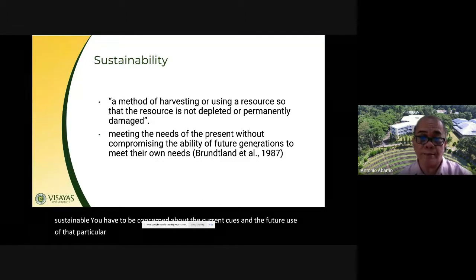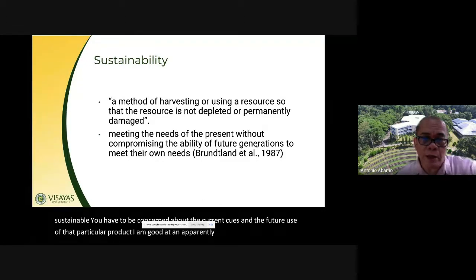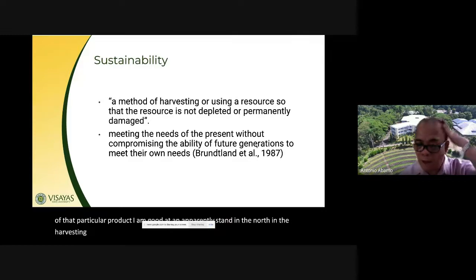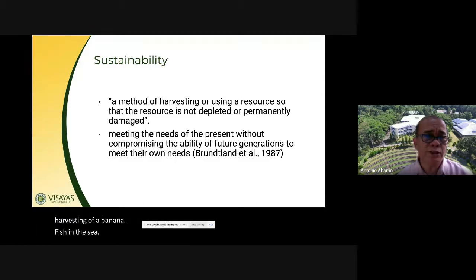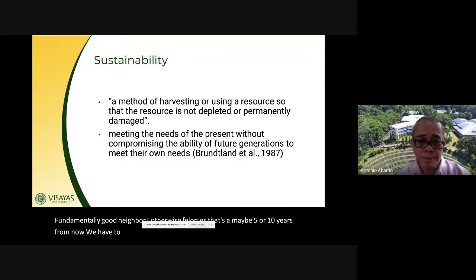Don't take everything, like in the harvesting of fish in the sea, don't catch the very small ones. Otherwise, there will be no fish maybe 5 or 10 years from now. We have to be sustainable.